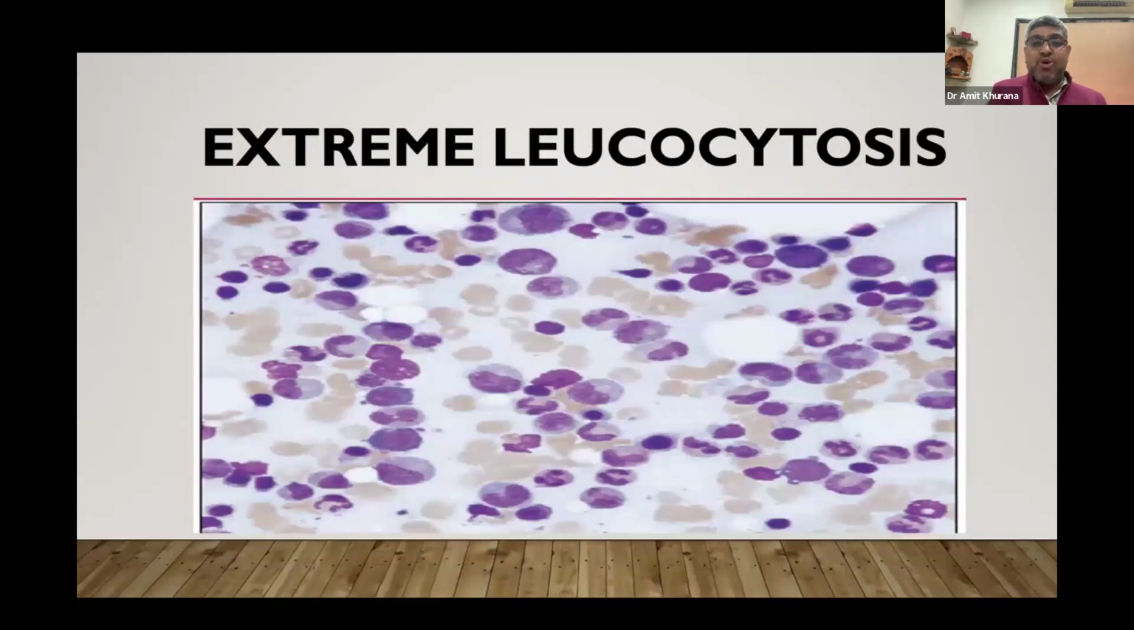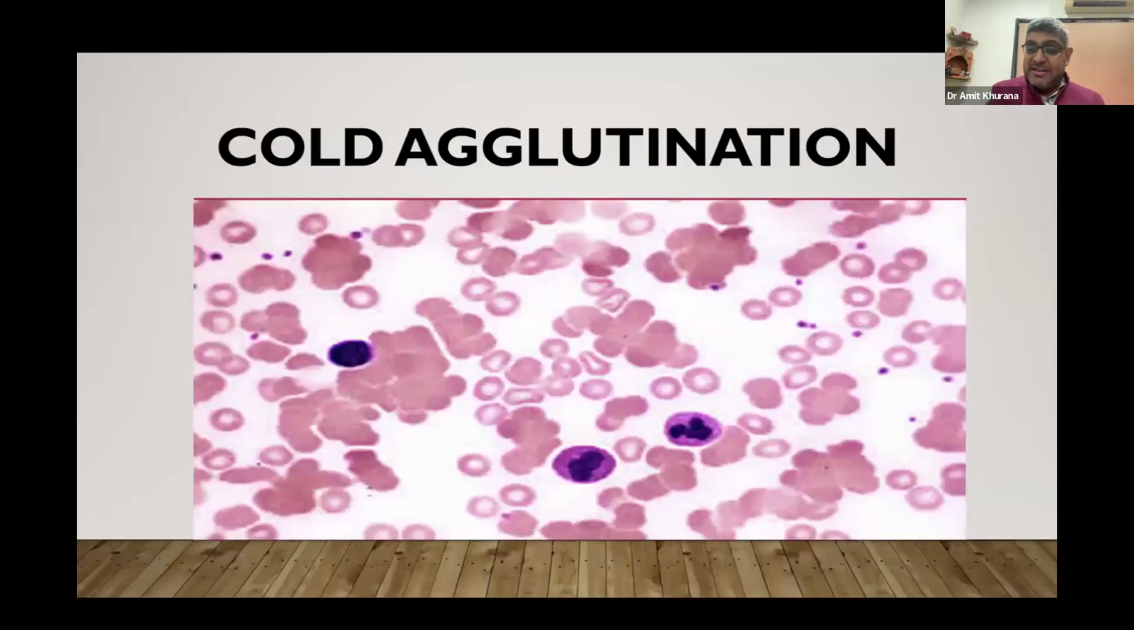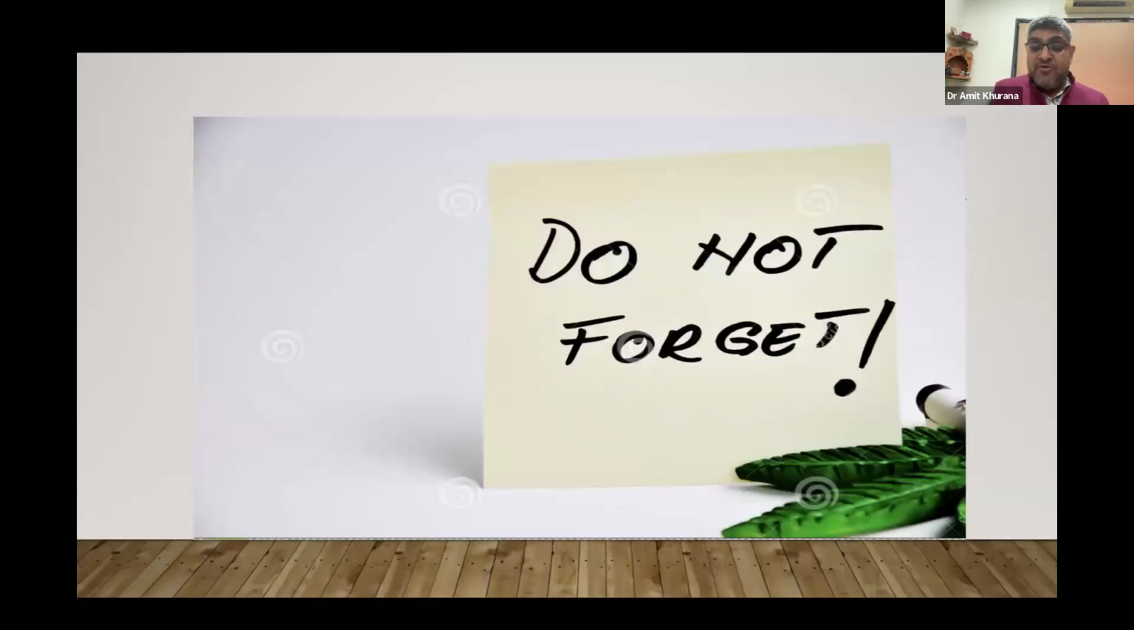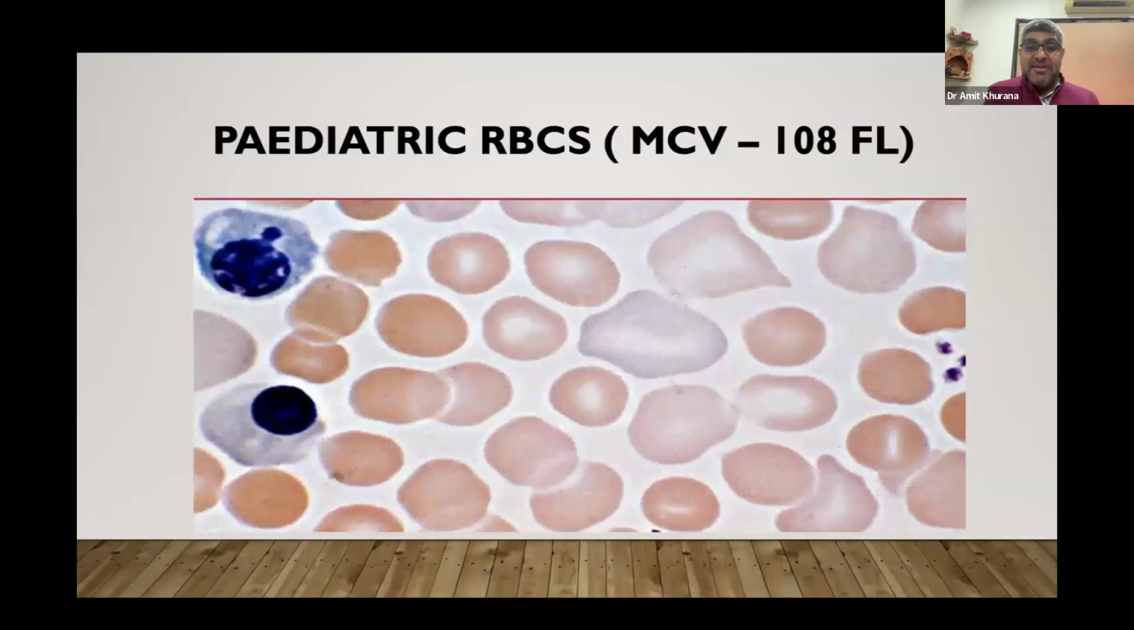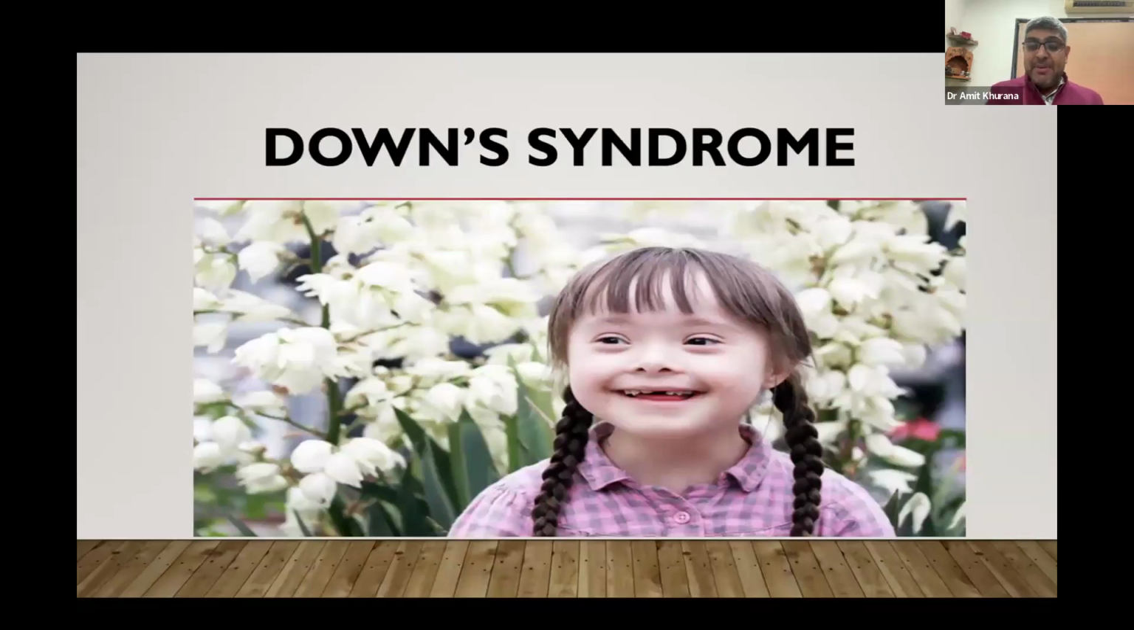If a patient has extreme leukocytosis, again, you will get high MCV. Marked rouleaux formation can cause high MCV. Cold agglutinin disease, again, gives a high MCV. Not to forget, a very important category is pediatric RBCs, where MCV can go up to 108 or 110. These are normal patients without anemia, but the MCV will be very high, 108, 109, 110. Not to forget is pregnancy, which can lead to fluctuation of MCV and also high MCV.